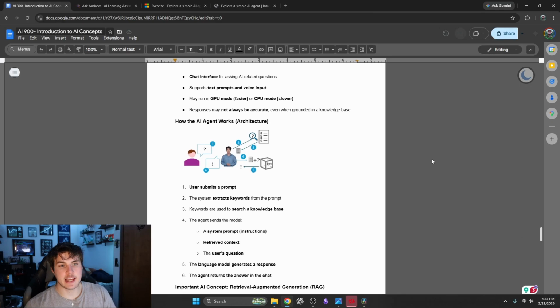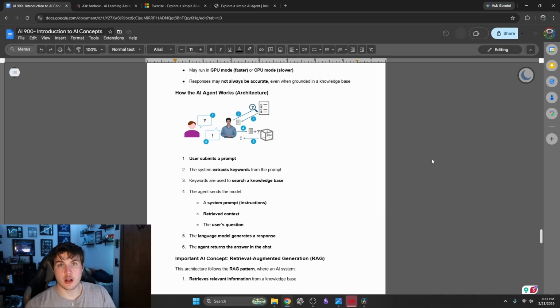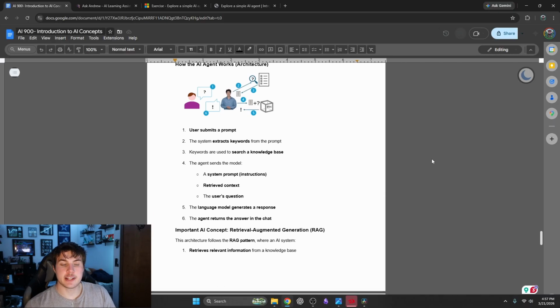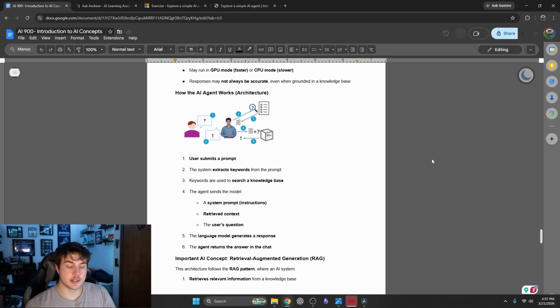So how Ask Andrew works, its architecture is that a user submits a prompt, the system extracts keywords from the prompt, and those keywords are used to search a knowledge base. The agent then sends the model the system prompt, which is the instructions, the retrieved context, and the original user's question. The language model then generates a response and the agent returns the answer into the chat.